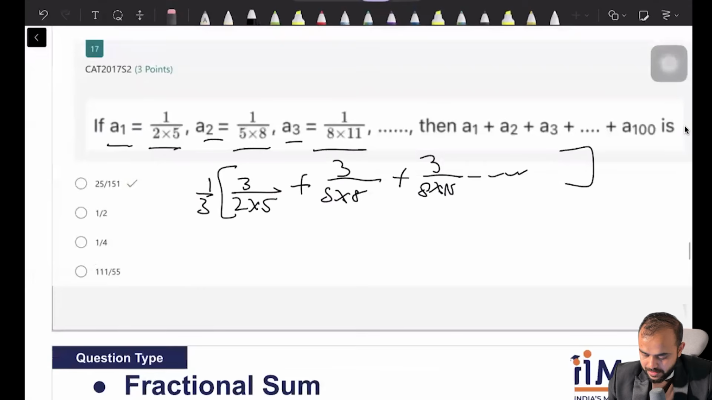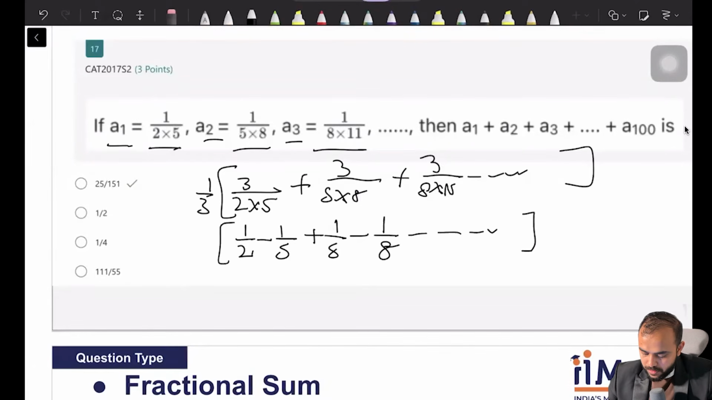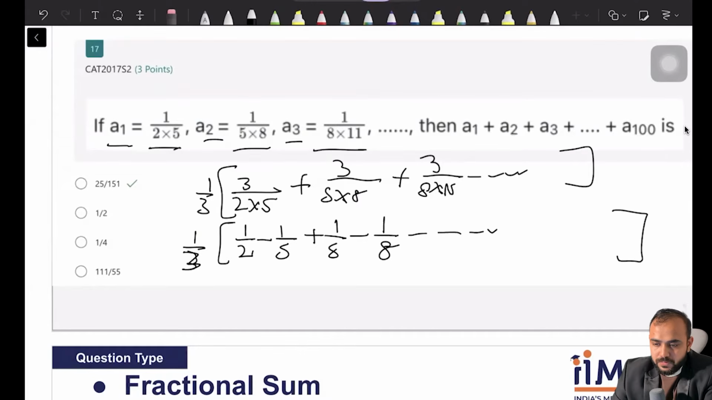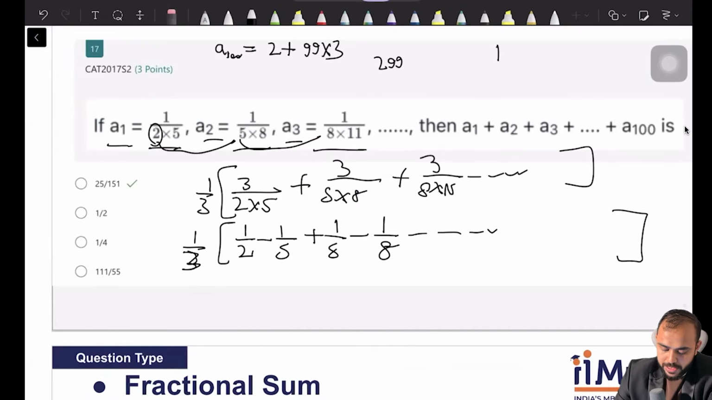This then I can write as 1 by 2 minus 1 by 5 plus 1 by 5 minus 1 by 8 and so on. Now, this is my sum. What is the last term that I'm going to get? So, if you see 2, 5, 8, they are in AP, right? So, your A100 will be actually 2 plus 99 into 3. That will be 299. So, A100 would actually be 1 by 299 into 302. So, this you can write as 1 by 299 minus 1 by 302.